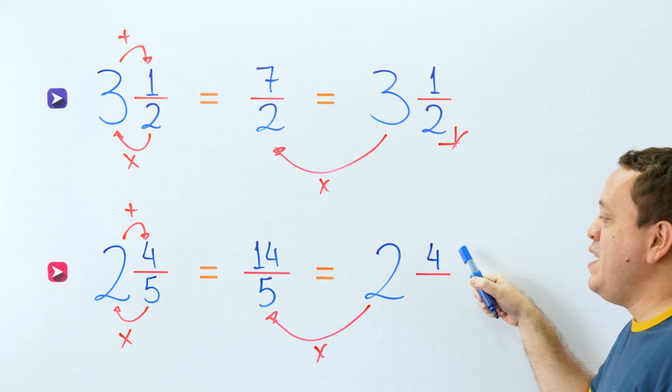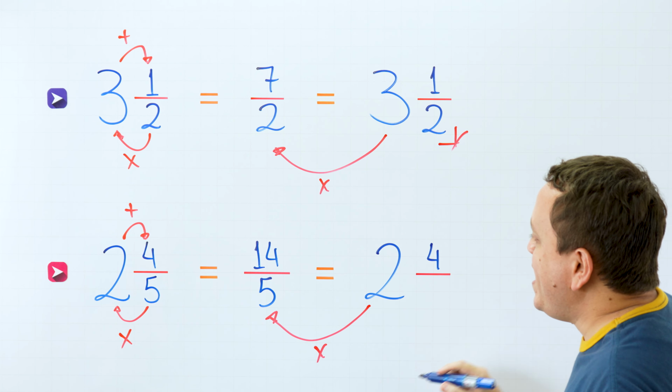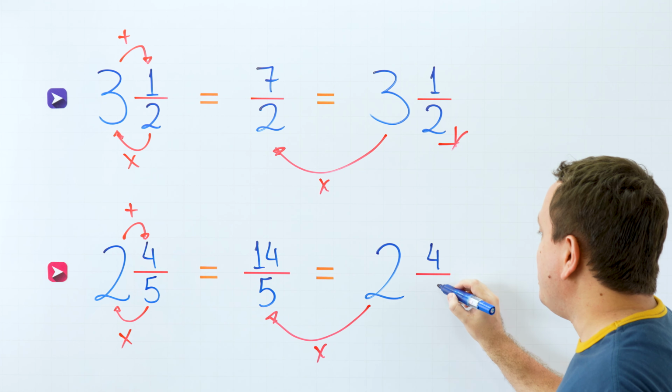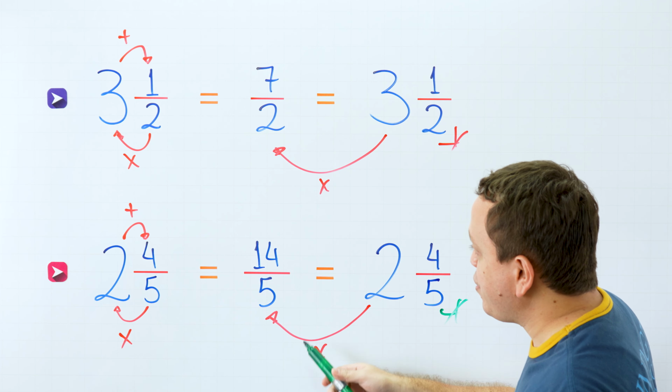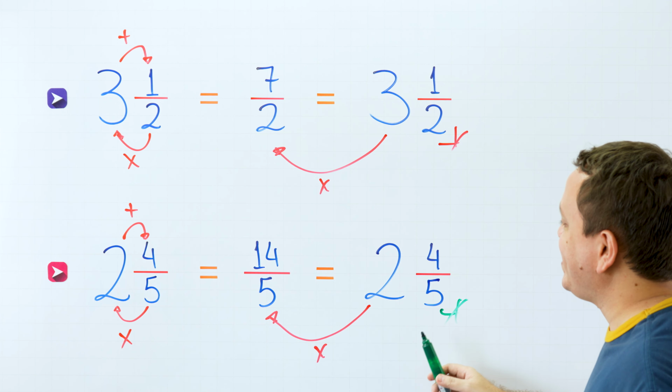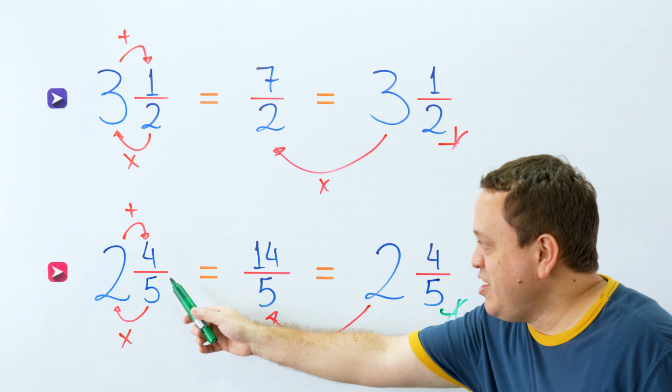4 is the numerator of the fractional part of the mixed number. Finally, we keep the denominator the same, so 5 comes over here, and we have the answer. The improper fraction 14/5 is equivalent to the mixed number 2 and 4/5, our initial mixed number.